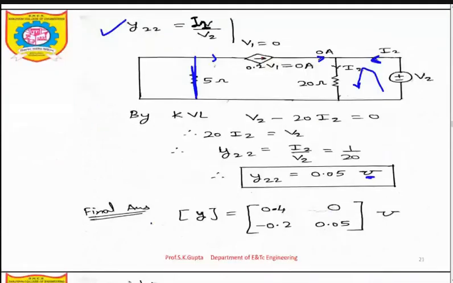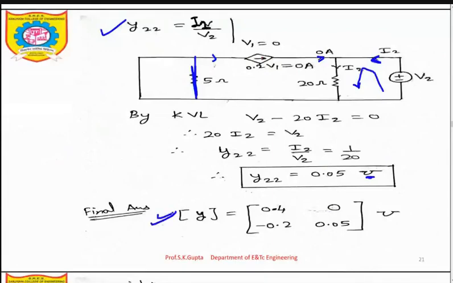So just apply KVL in this loop. V2 minus 20 I2 equal to 0. So 20 I2 equal to V2. So bring this V2 here and 20 there. So I2 upon V2 equal to 1 by 20 and the unit is mho. So the final answers are Y11, Y12, Y21 and Y22. This is the final answer for the Y parameters.